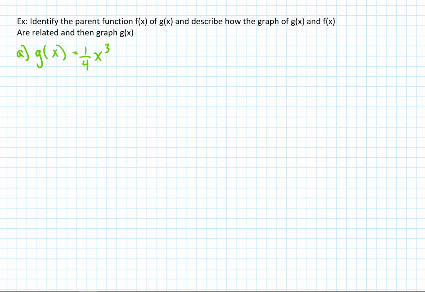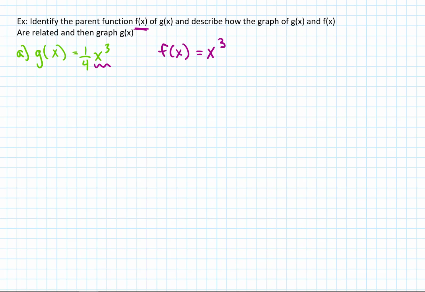So this question is asking us what the parent function is. So we have g of x, but it's asking to tell us what f of x is. And f of x is our parent function. So the parent function is going to be x cubed. So that means that anything other than the x cubed is some sort of dilation.